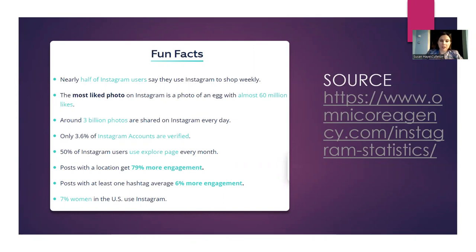Only 3.6% of Instagram accounts are verified, and 50% of Instagram users use the Explore page every month. Personally, I'm not one of them, but then again, there's only one in two, which is a lot, but it's also not everyone. Posts with a location get 79% more engagement. Generally, I would add those in, all right? Now, the hashtag, I will come back to that a little bit later on. I do certainly want to talk to you about the hashtags later on when we talk about the law of diminishing marginal returns. But posts with at least one hashtag average 6% more engagement.